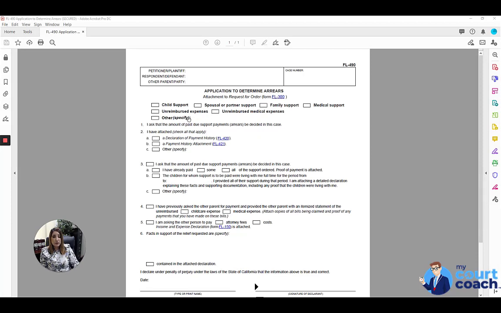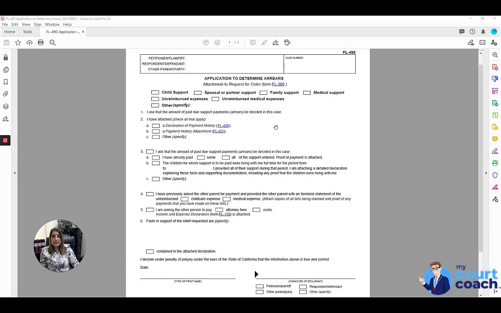So if you are going to use this form, you want to first start by identifying the type of arrears, what category of arrears you want the court to determine above. Next, the court always likes it when you are asking for a determination of arrears for you to provide both a declaration of payment history and a payment history attachment. That's the forms FL-420 and 421.